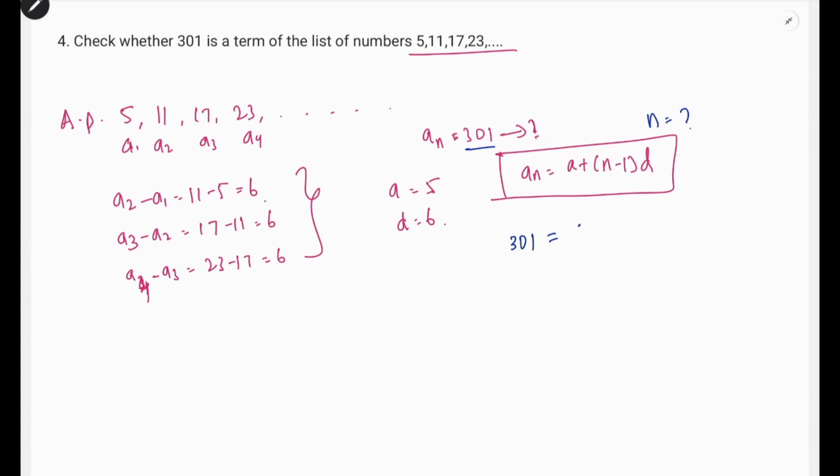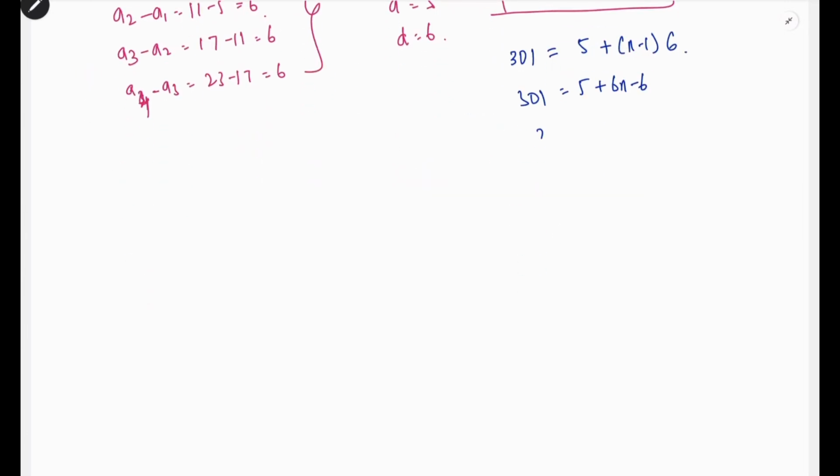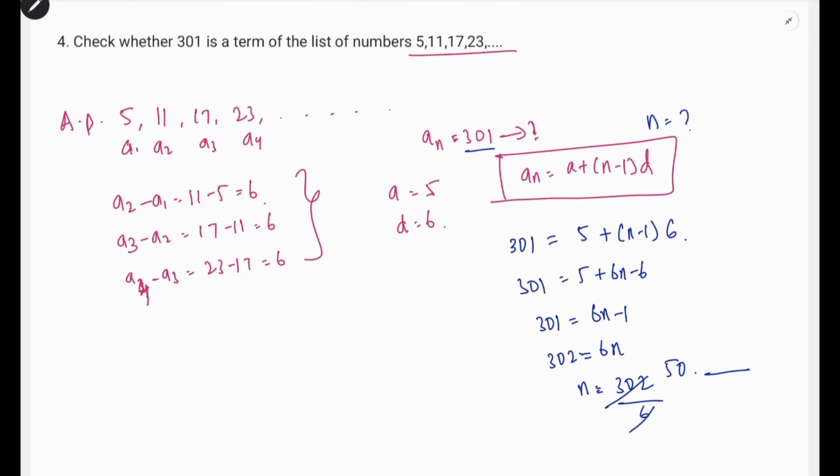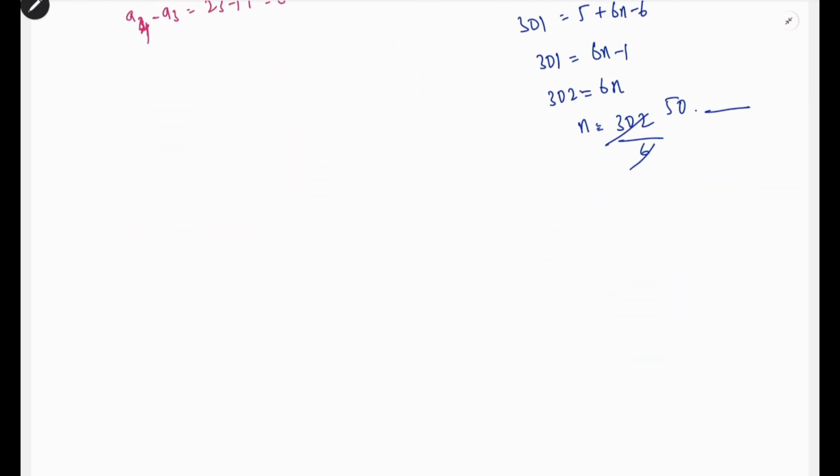301 is equal to A, which is 5, plus n minus 1 into D, which is 6. So it is 5 plus 6n minus 6 is equal to 301. So 301 is equal to 6n minus 1. So 302 is equal to 6n. n is equal to 302 by 6, which is 50 point something. See, there are decimals. So 301 is not a term. Therefore 301 is not a term of the series.